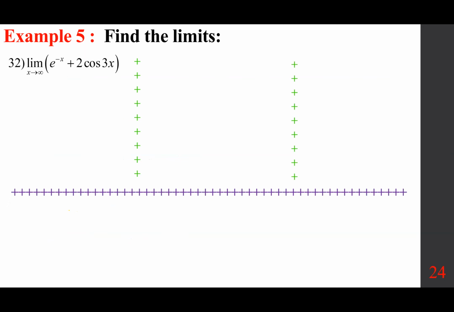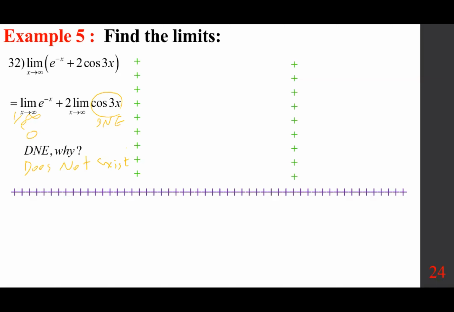All right, so let's cut it into 2 pieces. And I hope you realize this becomes 1 over e to the power of infinity, which is 0. And cosine, the limit of cosine, it oscillates, it does not exist. Therefore, DNE, does not exist. The first part goes to 0, the second part is the problem.